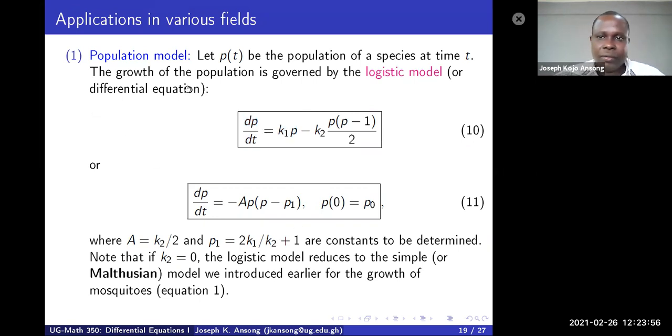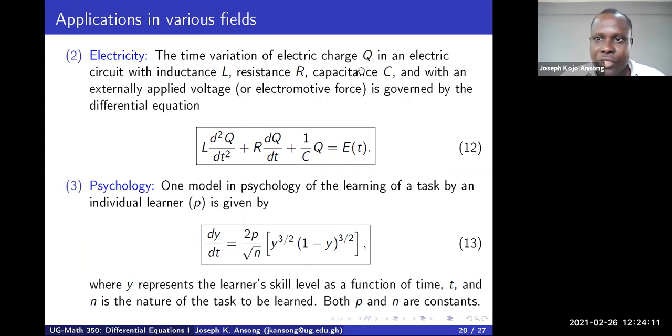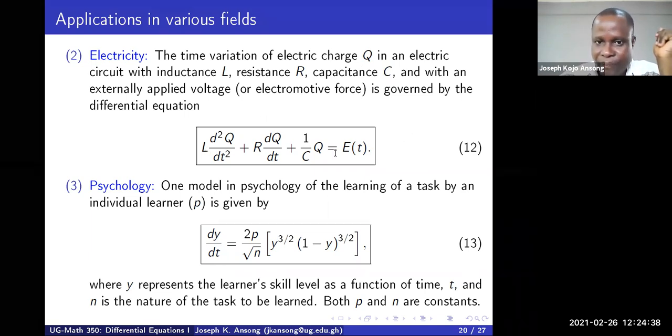We are not solving this, just to tell you that you can apply differential equations to population growth. That is the main point here. You can also apply it in electricity. For instance, if you want to know how an electric charge Q in a circuit, with an inductance, a resistance, and a capacitance, and a source of voltage or electromotive force, and charges going through your circuit, how does the charge Q change with respect to time? It is governed by this differential equation here, all right?